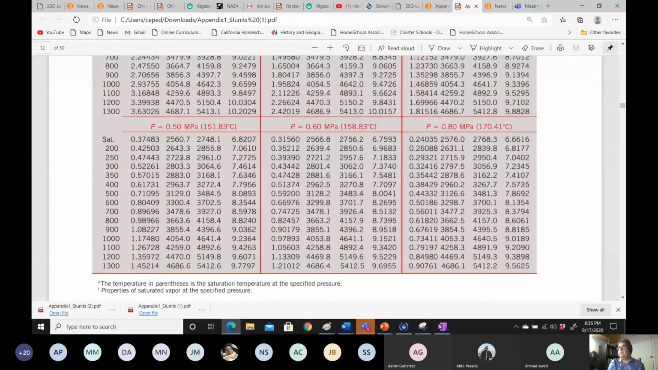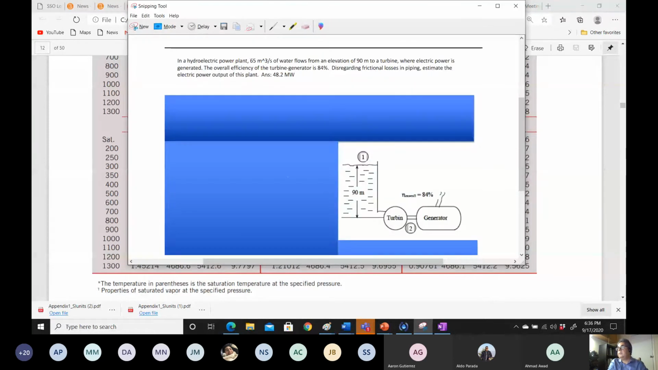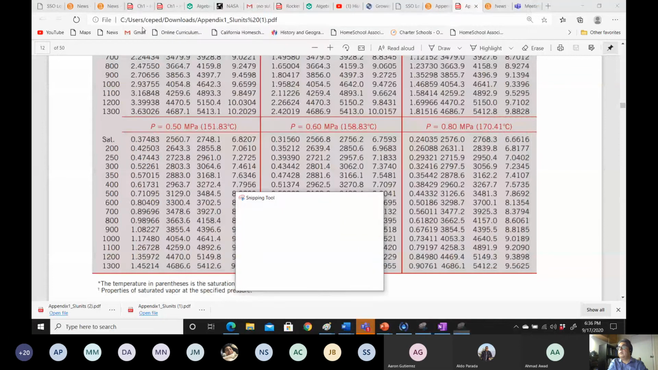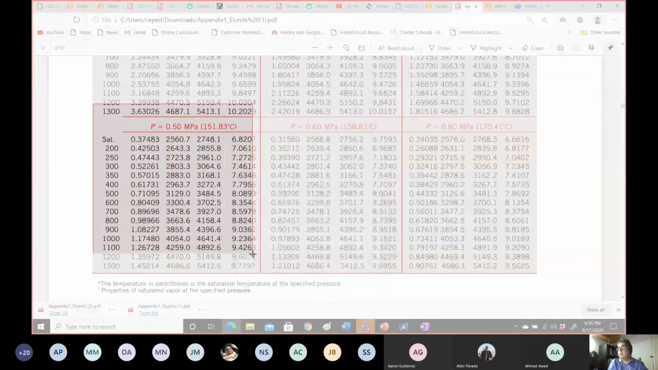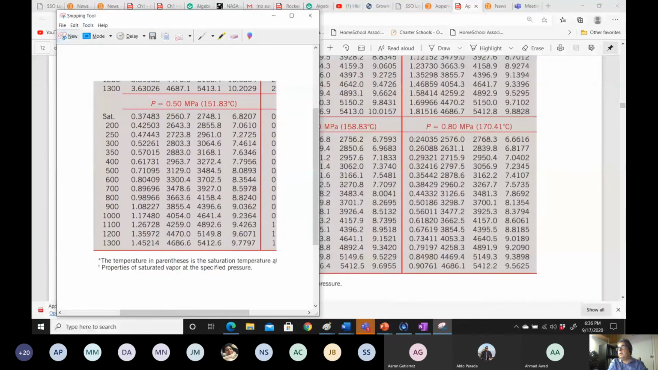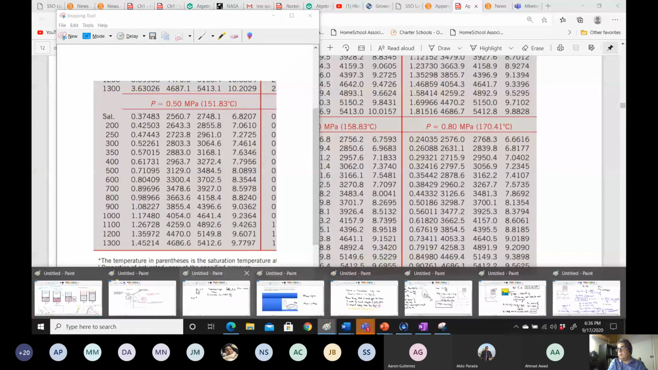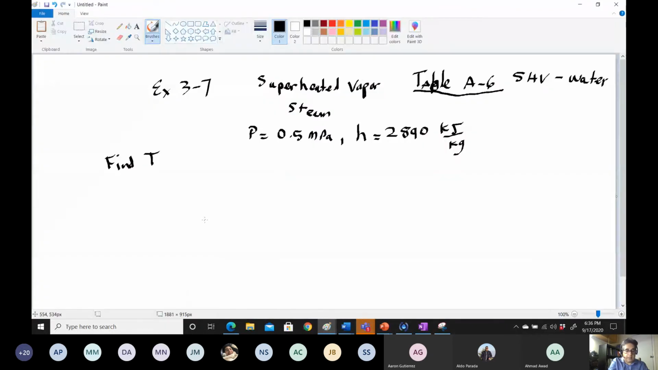And we're looking for, oh yeah, we were given an enthalpy of 2890. I'm going to take a little snapshot of this. This is the part of the table that we're looking at, right? So I'm going to bring it with me to the problem that I was trying to solve here.